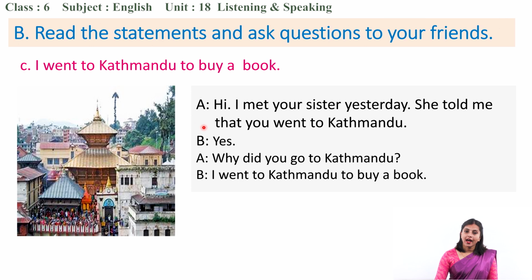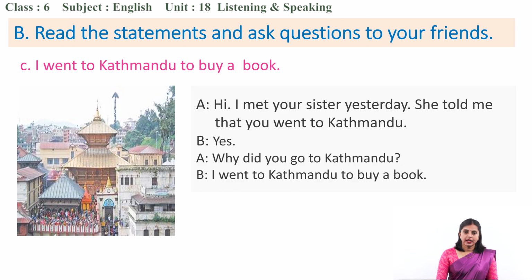Okay, so they said, hi, I met your sister yesterday. She told me that you went to Kathmandu? Yes. Now, why did you go to Kathmandu? I went to Kathmandu to buy a book. Okay, you see which WH word has been used? Yes, why, because it is used to give the reason. The reason for going to Kathmandu is buying a book. So why did you go to Kathmandu? I went to Kathmandu to buy a book.